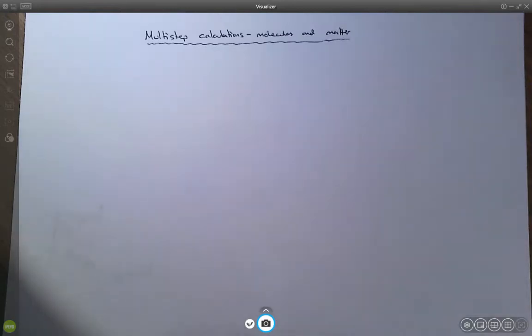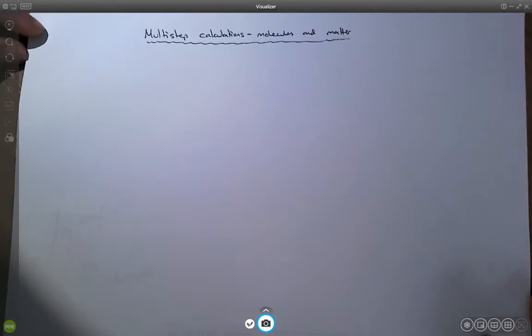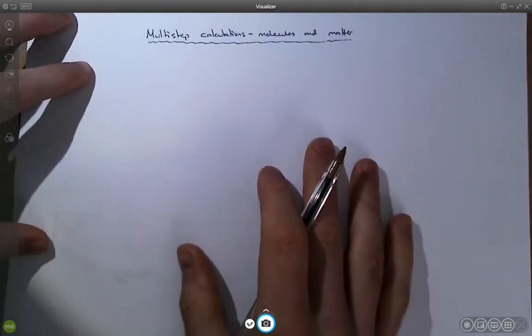In this video, we're going to look at two common multi-step calculations that can come up in the molecules and matter unit. So we're going to do a quick recap of a couple of key concepts, and then I'm going to go over two example questions.